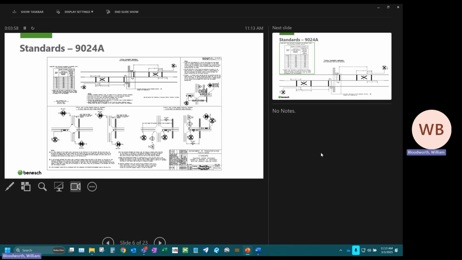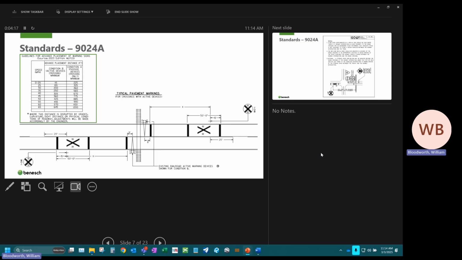I'm going to move into the Georgia state standards. So Georgia has a few construction standards and details relating to at-grade crossings. So I understand you cannot read this one at all. This is 9024A. So I'm going to talk about a few key aspects on this one. I'm going to zoom in. You'll find this at the top of 9024A. This relates to the guidelines for advanced placement of warning signs.